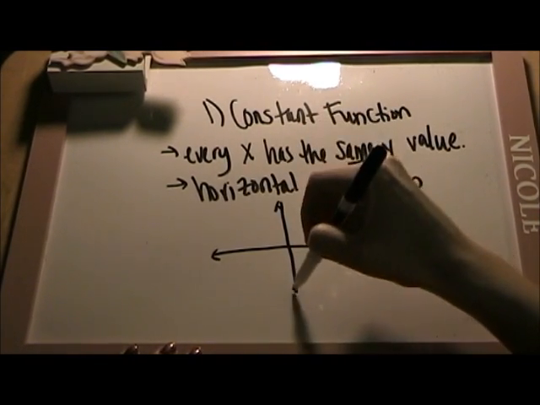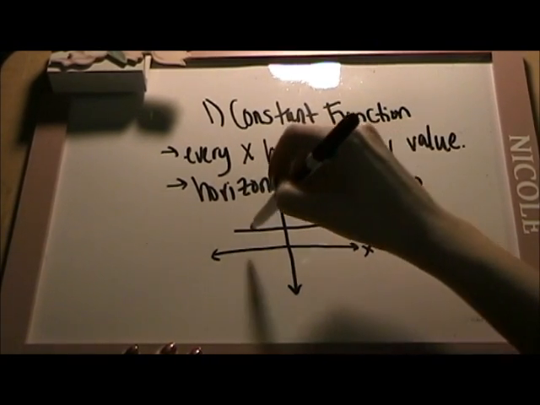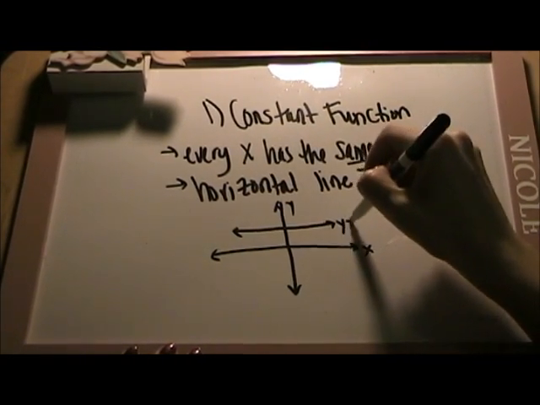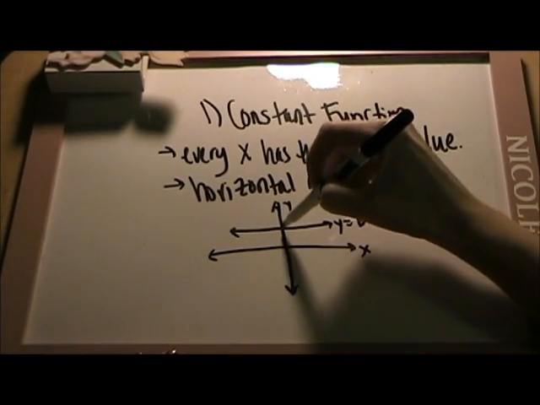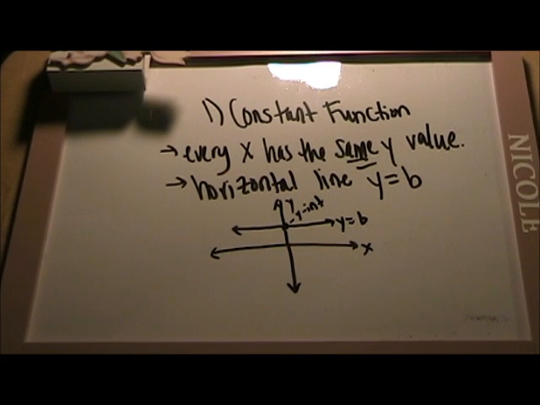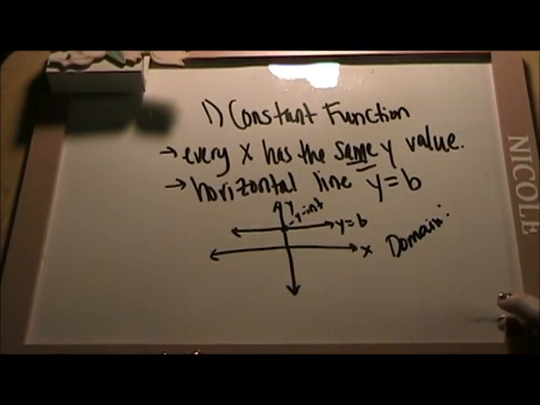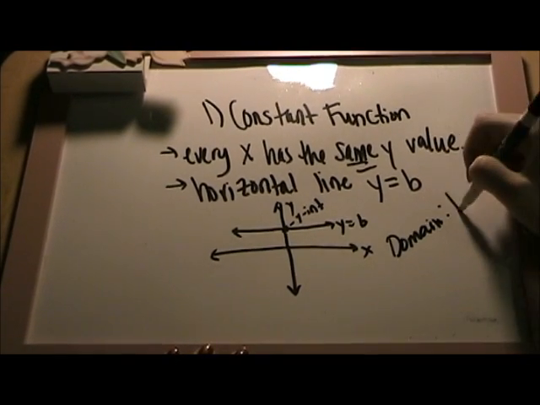So we have an xy plane, and we can draw a horizontal line where this right here is the y-intercept, and it's horizontal. The domain for every constant function is all reals.